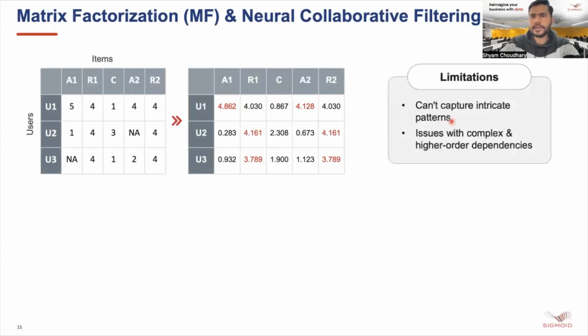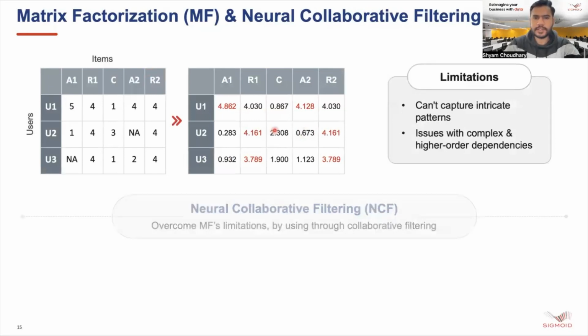One of the basic limitations is that it cannot capture the complex dependencies that are present between user and item. It's good for finding linear relationships, but non-linear dependencies are difficult to find using the matrix factorization method. That's where neural collaborative filtering comes into the picture.